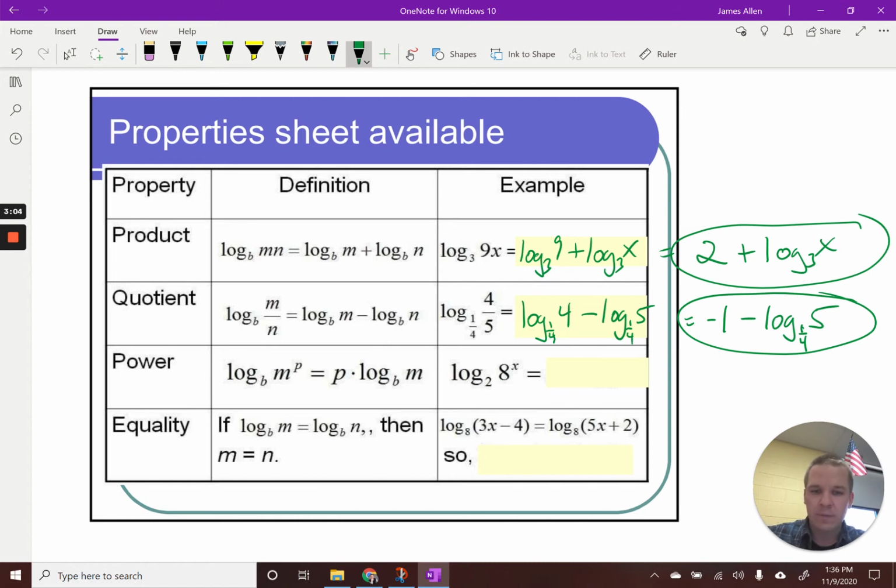Power to a power. What happens with exponents when you have a power to a power? You multiply the exponents. Likewise here, if we have log base b of m raised to the p, we could bring that out as a coefficient, right? Multiplication between them. So what I could have is then x times log base 2 of 8. And once again, if we can evaluate, log base 2 of 8, 2 to what power gives me 8? That'd be 3, so I'd have 3x as my final.